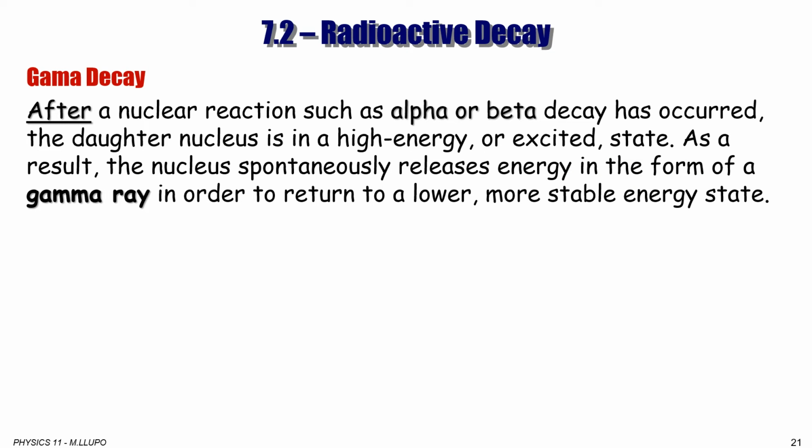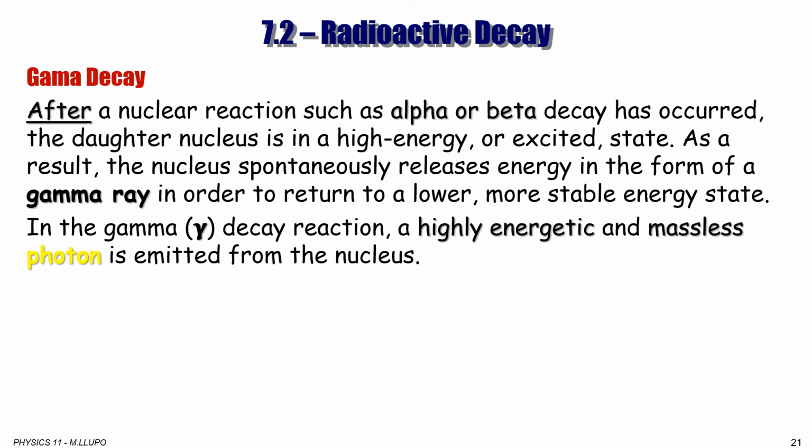After a nuclear reaction, such as alpha or beta decay has occurred, the daughter nucleus, or a new element that is formed, is with a high energy. That's what is called an excited state. As a result, the nucleus spontaneously releases that extra energy in the form of gamma ray in order to return to a lower, more stable energy state.